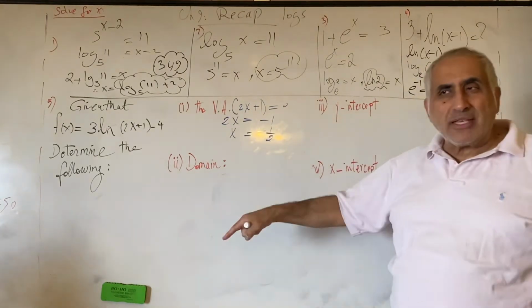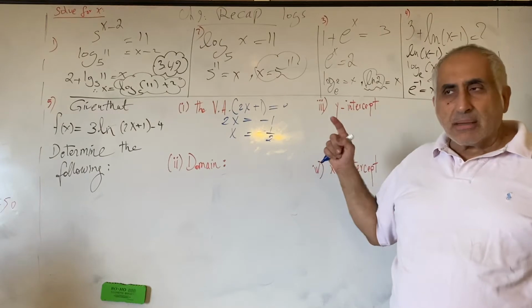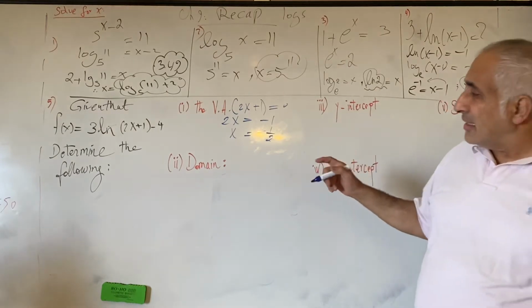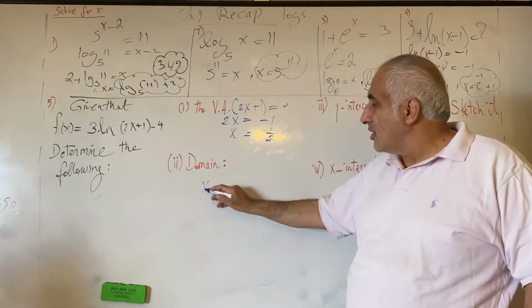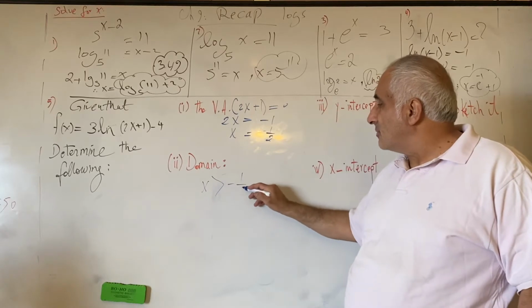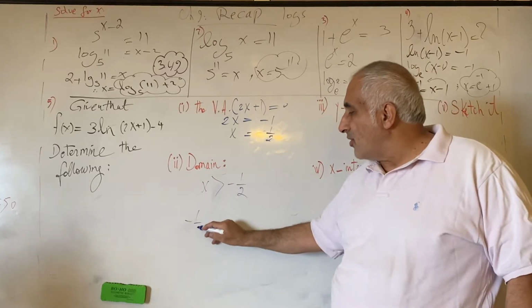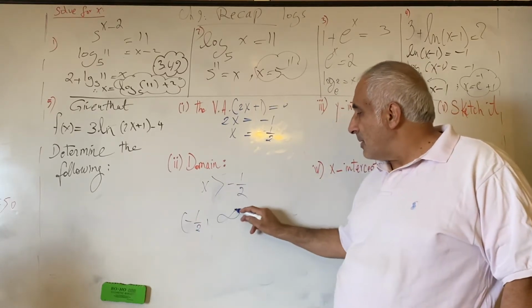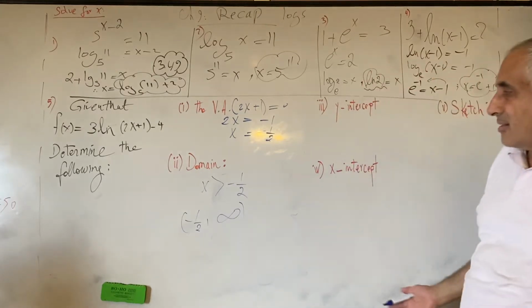The domain depends on the vertical asymptote. Some people don't see it. Well, basically, I can see it. So x is larger than minus half, and I can either put it this way. Some people say, wait, I cannot see it. How come you make it?